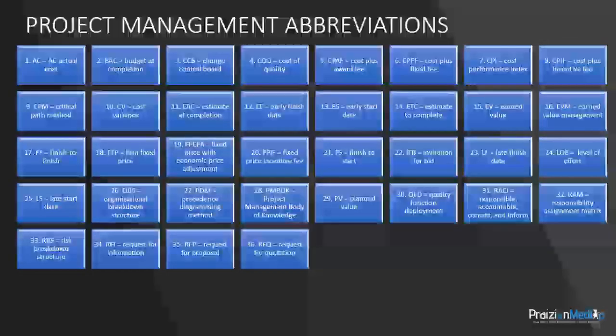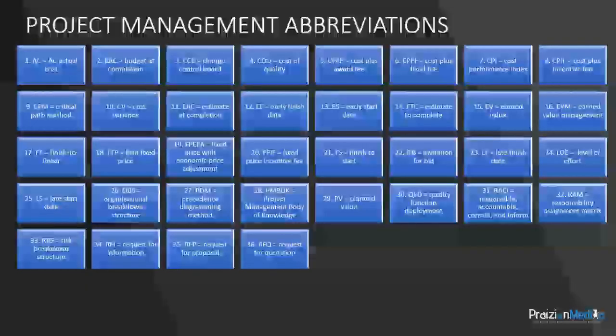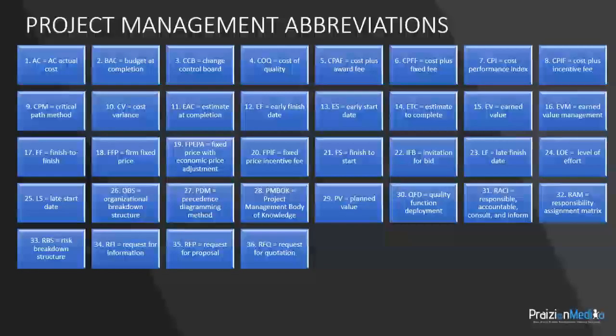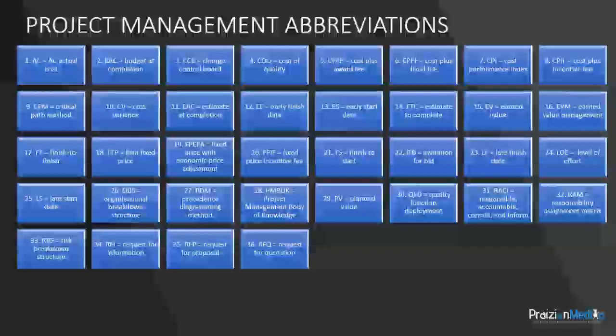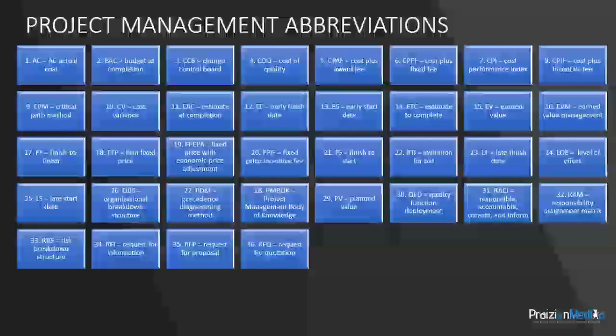RFP, request for proposal, another bid document. Requesting proposals from sellers. RFQ, request for quotation. When an RFQ is used, you can glean that a major concern is cost. So RFIs, RFPs, RFQs, and IFBs are all procurement solicitation vehicles. They are used in different circumstances depending on the situation at hand.